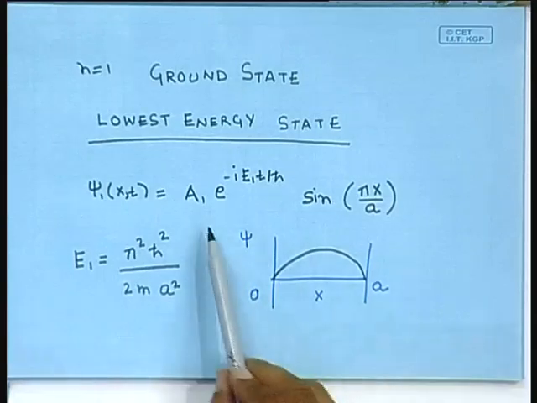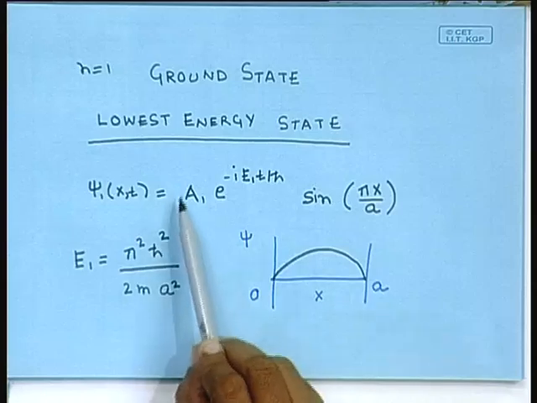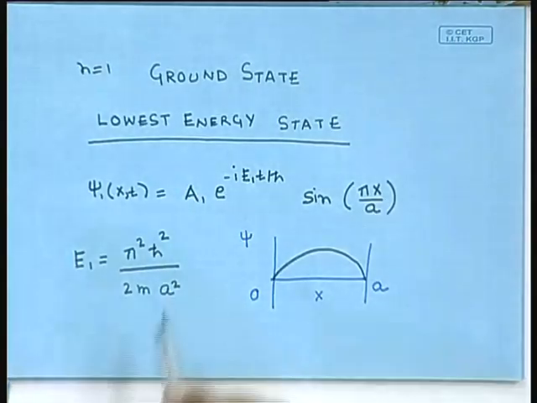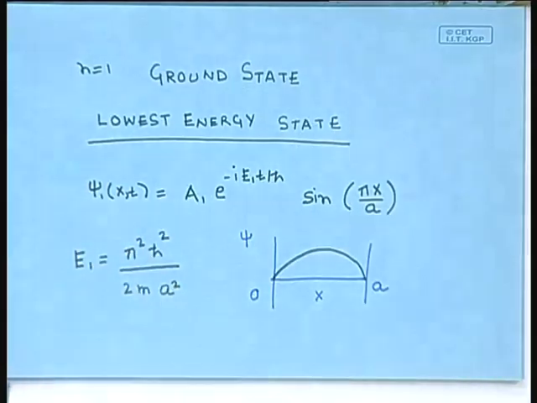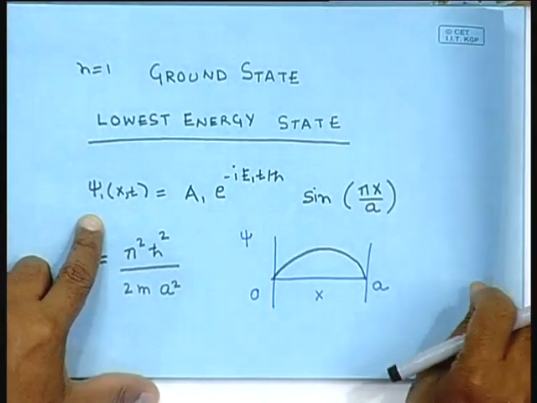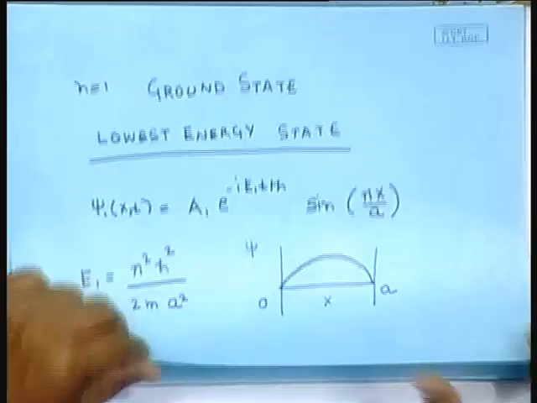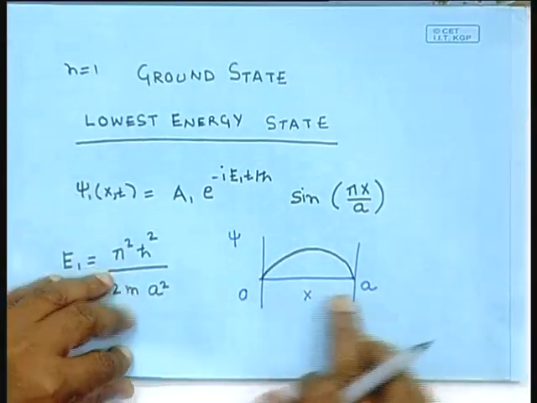We still have to determine this constant a1, and the value of this constant is determined by the condition that the wave function should be normalized. Let me remind you what we mean by normalization. By normalization, we mean the condition that the total probability of finding the particle somewhere in the range 0 to a should be 1.